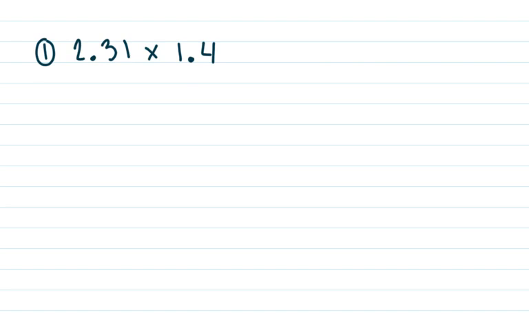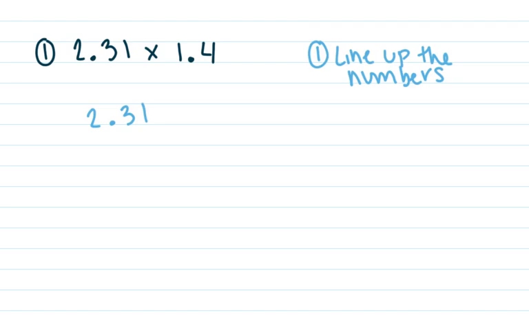Here's our first problem: 2 and 31/100ths times 1 and 4/10ths. To set this problem up, step number 1 is that I am going to set up my problem vertically and line up the numbers. This is different than adding or subtracting decimals because normally we line up the decimal points, but that is not the case. I don't need to do that. I just need to line up my numbers. So when I set up my multiplication problem, it's going to look like this. Notice my decimal points are not lined up, but my numbers are.